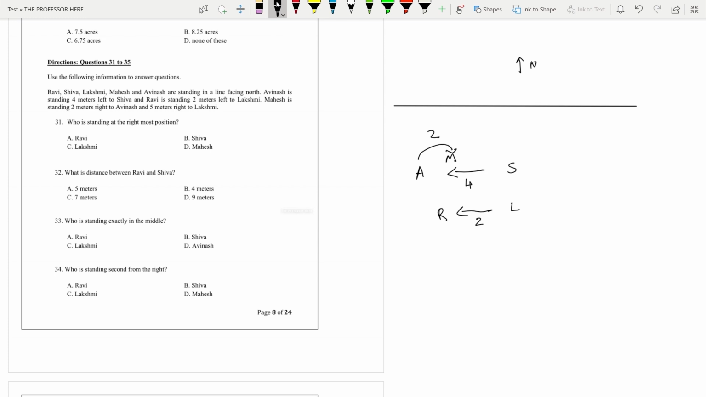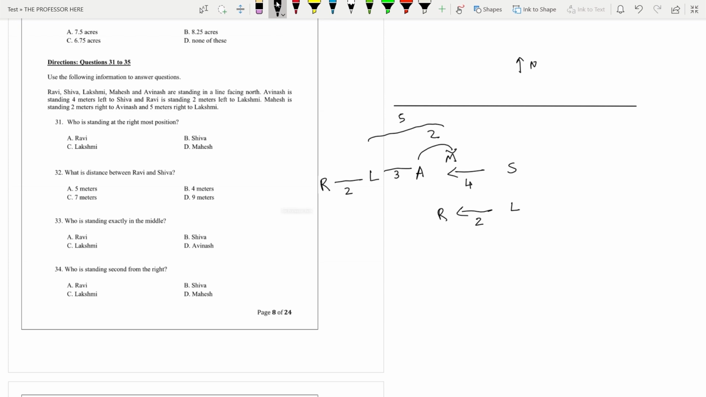Mahesh is standing 2 meters right to Avinash and 5 meters right to Lakshmi. So Lakshmi is here. Overall distance to Mahesh is 5 meters. So distance between L and A will be 3. I hope you are following me. This is the current arrangement we have got. And then we have this information that Ravi stands 2 meters left to Lakshmi. So 2 meters and Ravi is standing here.